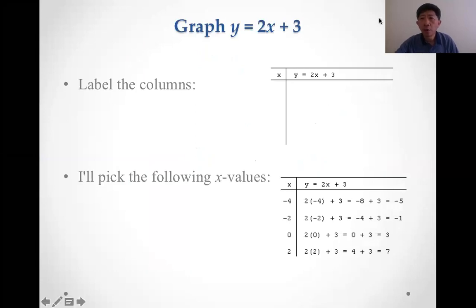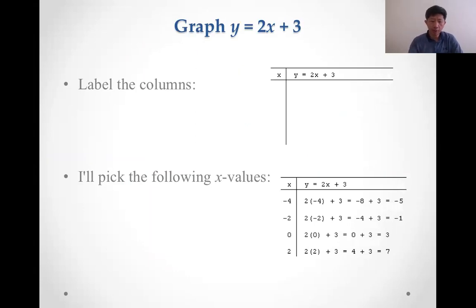Now, here is a problem: you want to graph y equals 2x plus 3. How do we graph this? There are several steps we can do. Number one, we make a table with columns.